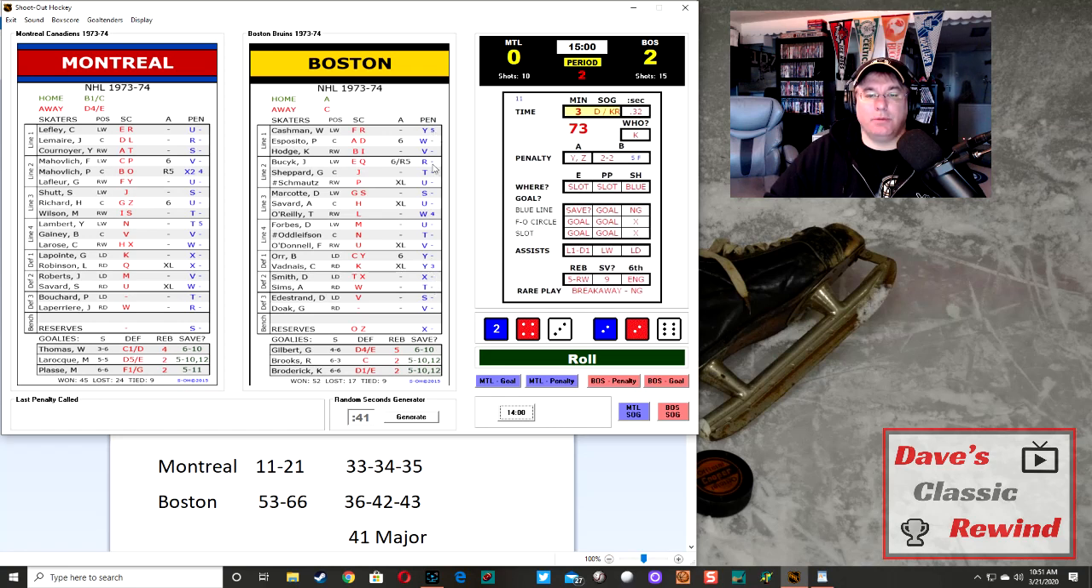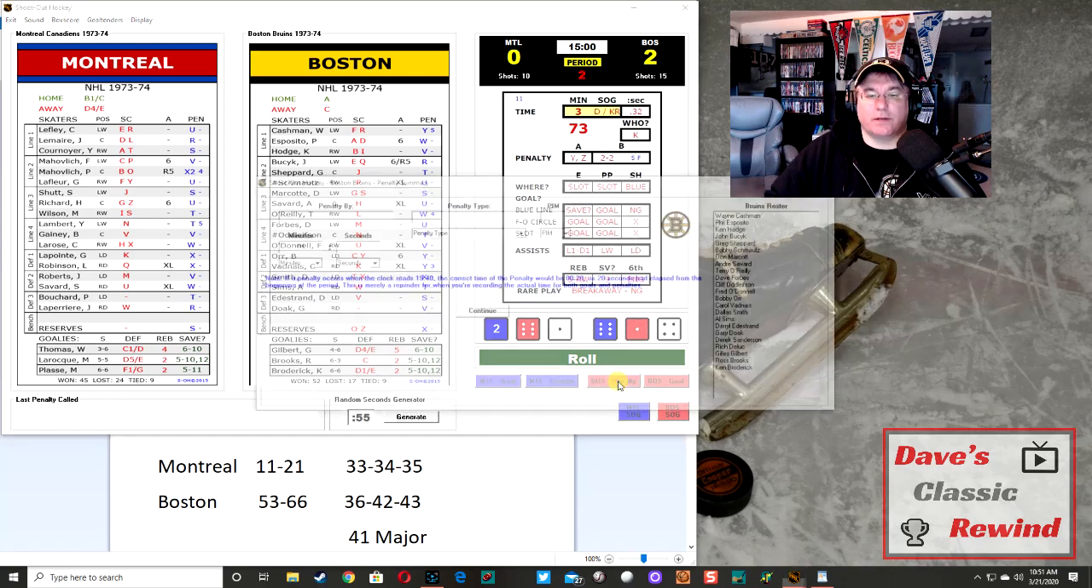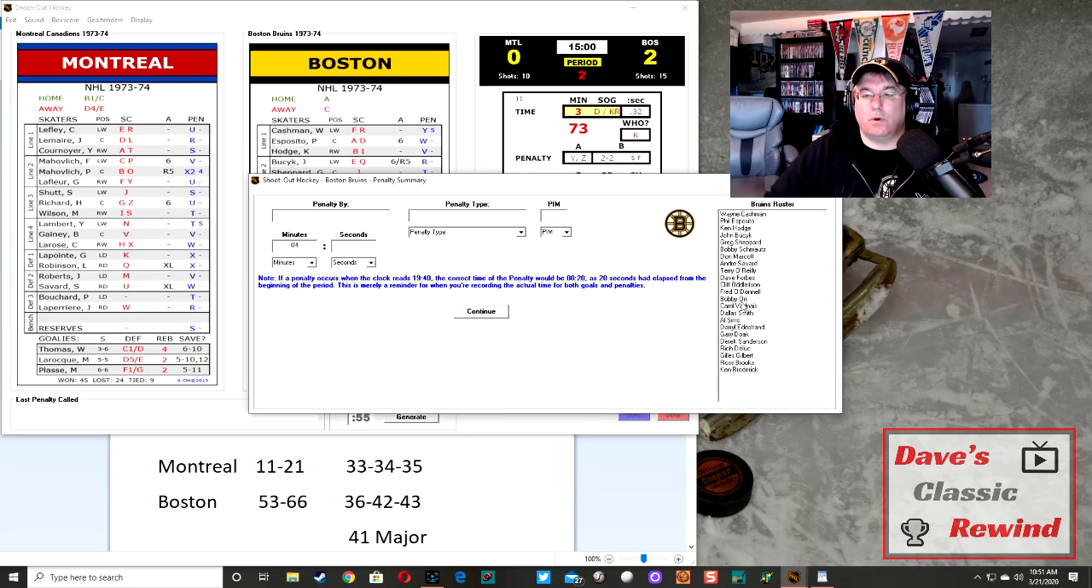So we got Cashman or Vadnais. So we're going to go 1, 2, and 3. Let's roll the dice, and it's going to be 2. So it's going to be Orr. So Orr is going to pick up a penalty. So we got a penalty on Boston. Let's generate 55 seconds here. So we've played 4 minutes and 55 seconds. So penalty to Boston. So Orr gets the penalty.